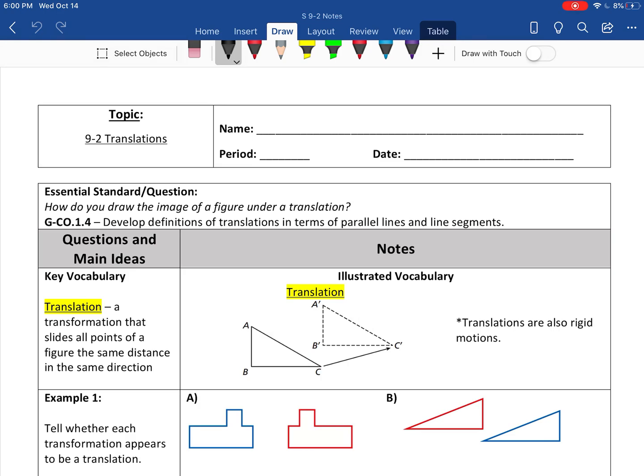So, continuing on with transformations, today you're going to learn about translations. Translations is just when you take a figure and slide it somewhere else. It slides all points of the figure the same distance and direction. For example, they took triangle ABC and translated it along this vector, that's what that arrow is called, to A prime, B prime, C prime. They are rigid motions because they do not change the size or shape of the figure. It just slides it around on the coordinate plane.